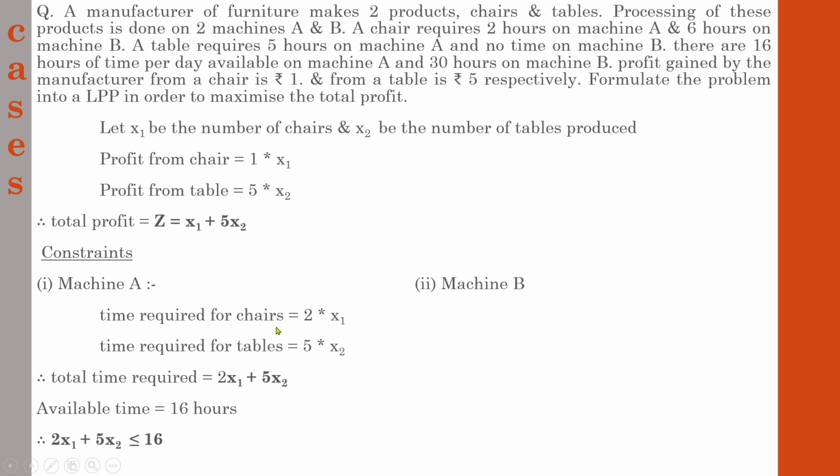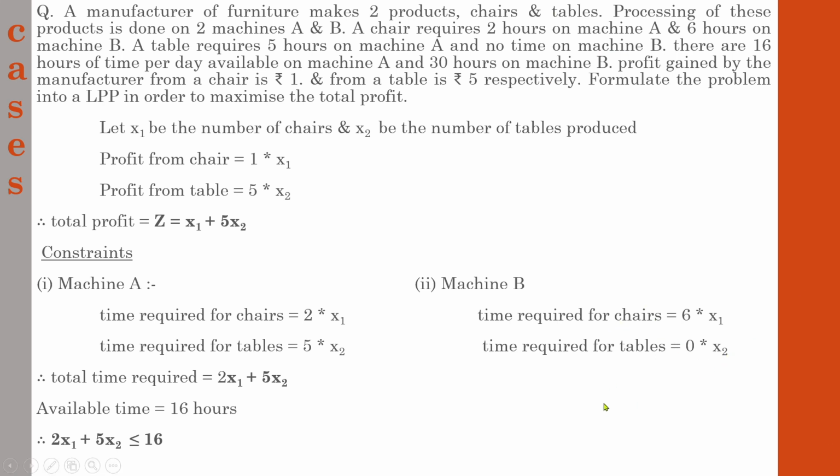What is the time required by the chairs in case of machine B? Time required by chairs on machine B is 6 hours. So time required by chairs is 6 hours into what is the variable given for chairs? X1. Next, time required for tables is 0, because in the question it is mentioned that for producing a table they need not use machine B, so let it be 0 into x2.